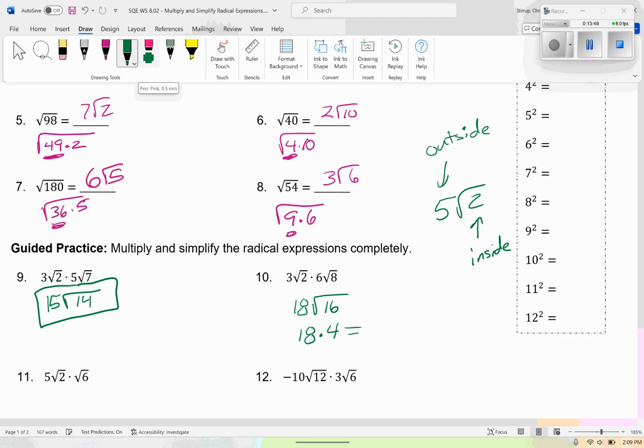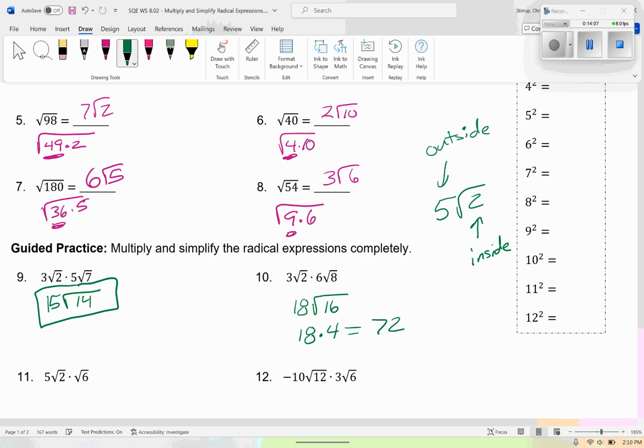Anyone got an 18 times 4? How much? Close. 10 off. Or 8 off. It's 72? Oh, it is? Oh, can't take me anywhere.